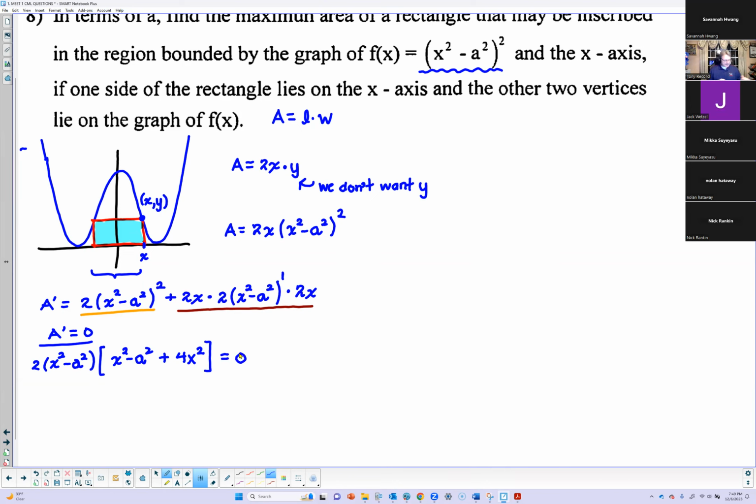And I suppose if we clean that up a little bit, we would get 2 quantity x squared minus a squared times 4x squared minus a squared.